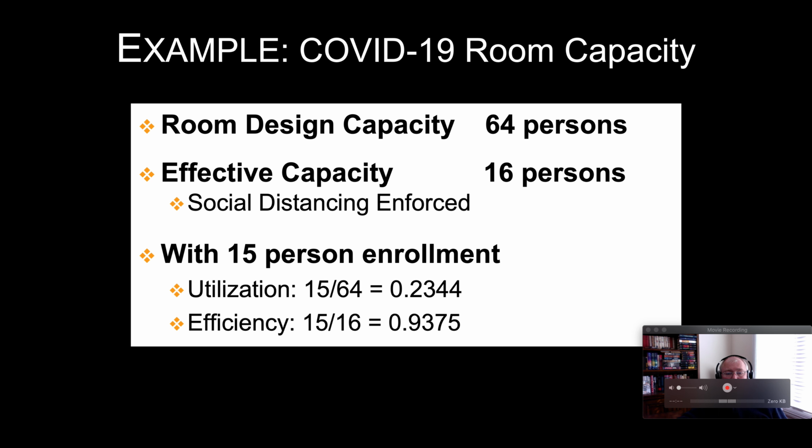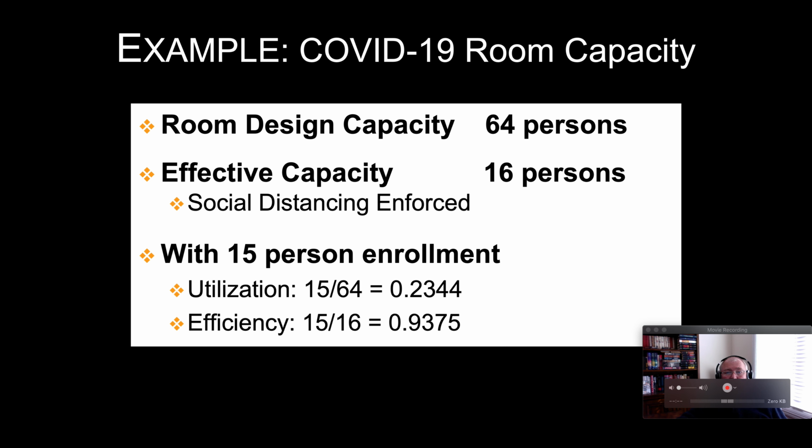Here's an example for this room that we just talked about. Well, I shouldn't say this room, this is my home office, but for the room in which we would ordinarily be having class for Management 602, McCartney Hall 104. The room design capacity, 64 persons. The effective capacity, under COVID restrictions, only 16 persons.